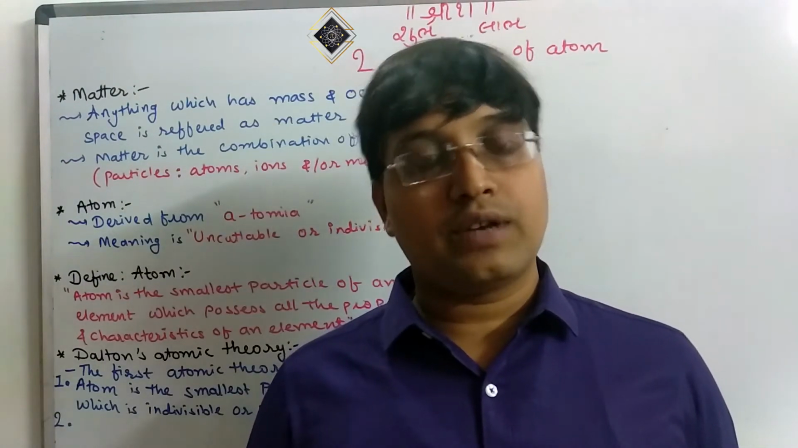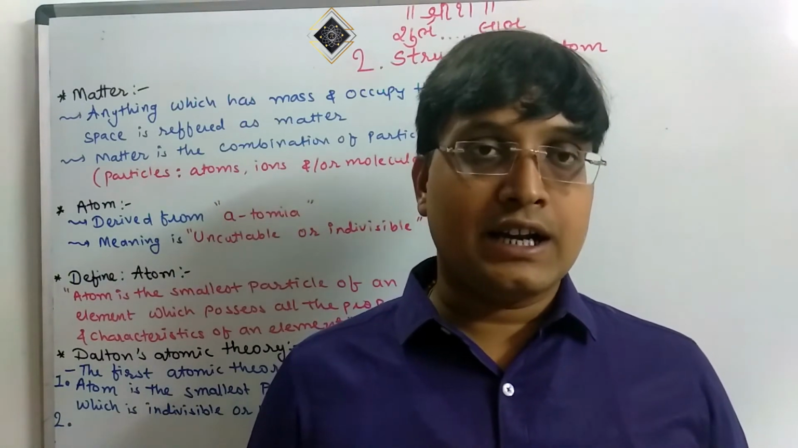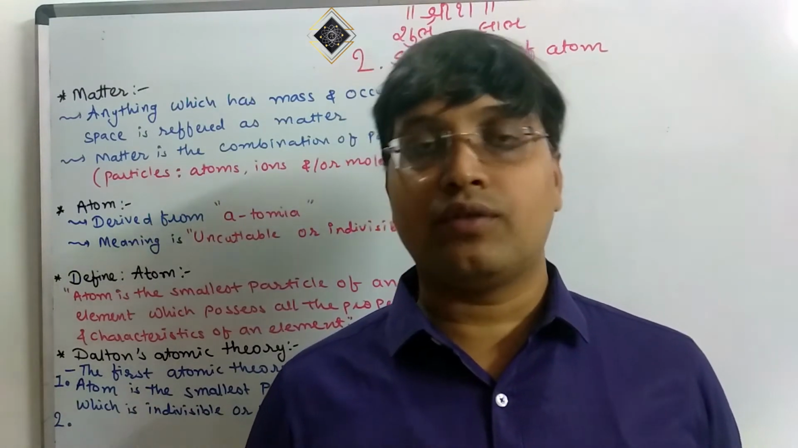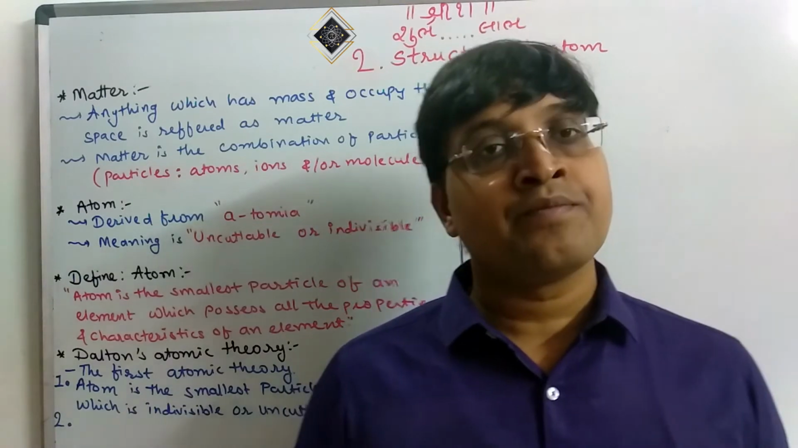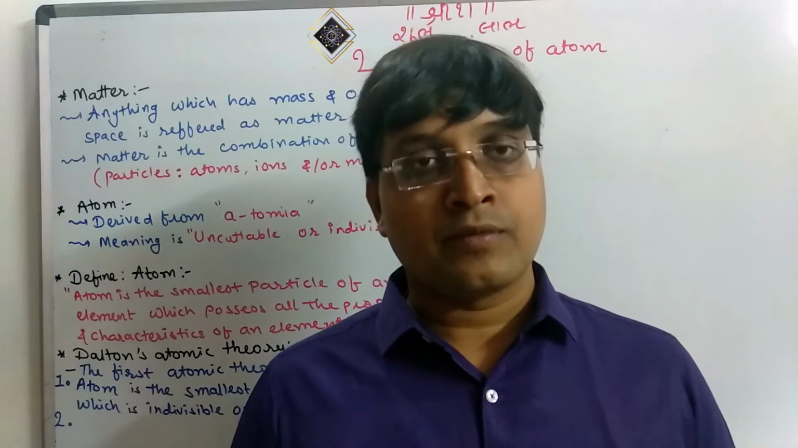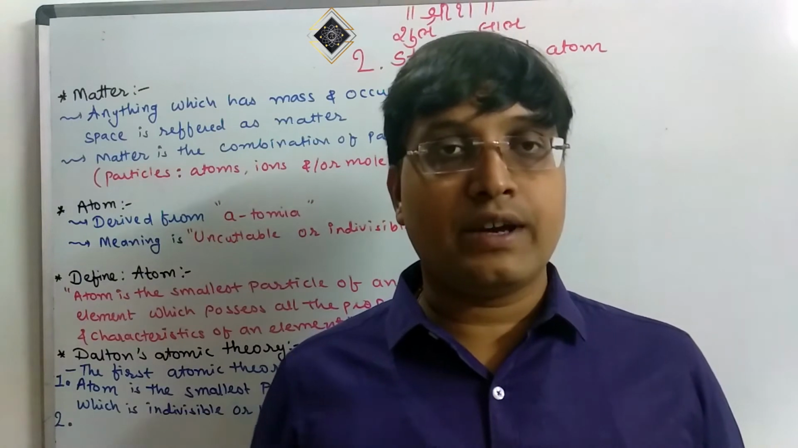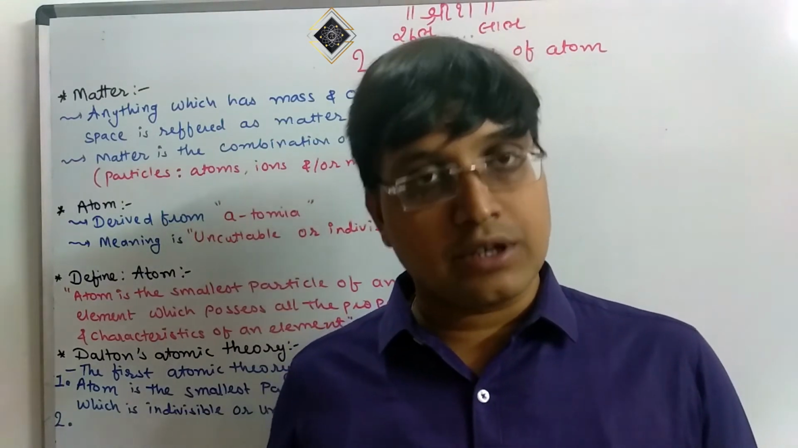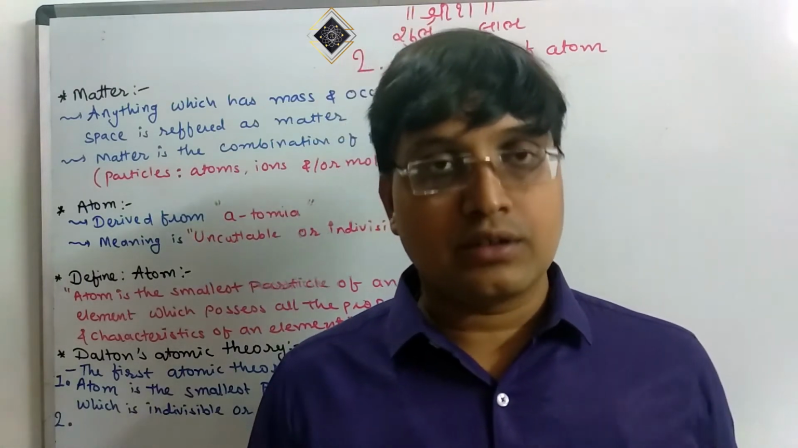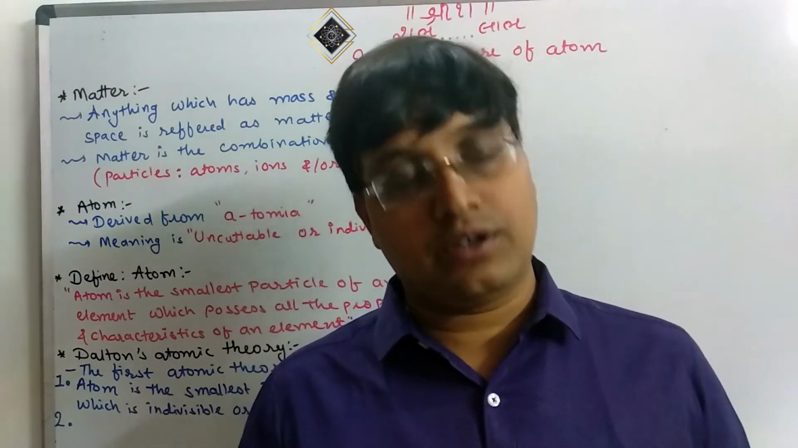The second point of Dalton's atomic theory: all the atoms of the same element are identical in all aspects, but they differ from the atoms of other elements. That means if I have atoms of copper, then all the atoms of copper are the same, and on the other side, if I have atoms of carbon, then all the atoms of carbon are the same, but when we compare an atom of copper and an atom of carbon, they are different.